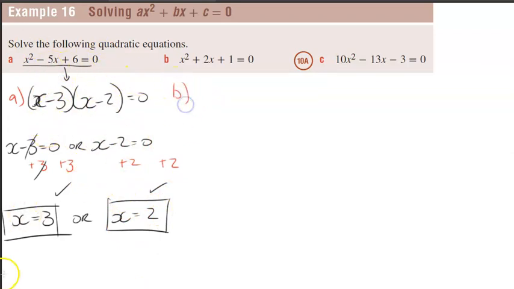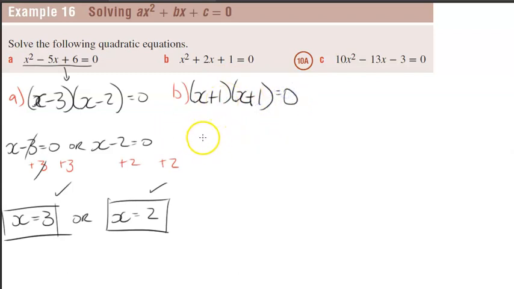B, we have x squared plus 2x plus 1 is equal to 0. Again, it's in that format of everything equaling 0. We're going to look for two numbers that when multiplied together give me 1, and then when added together give me 2. This is a pretty simple one. I was going to say silly one, I don't know why it's silly. x plus 1, x plus 1, or x plus 1 squared.